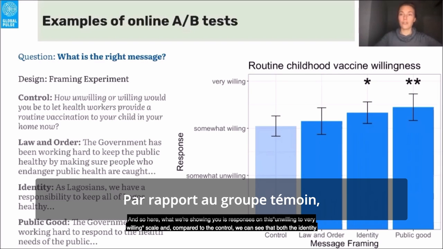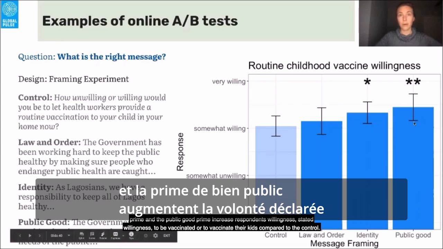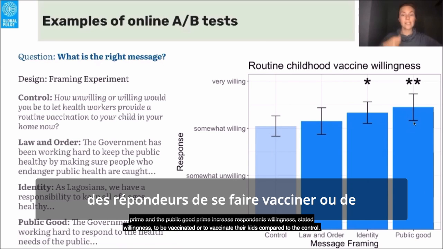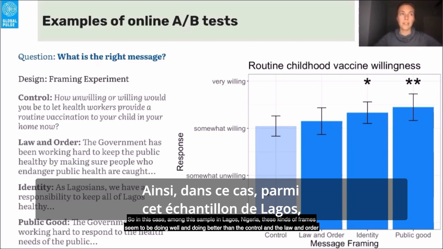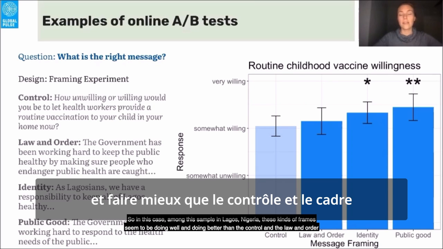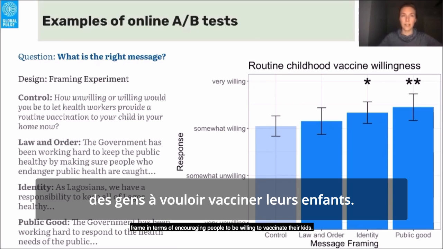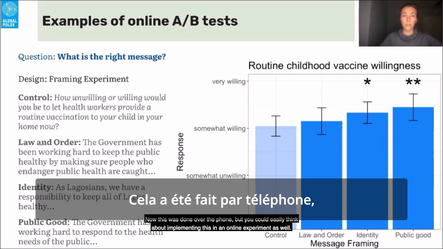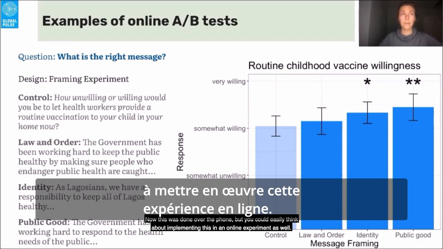And compared to the control, we can see that both the identity prime and the public good prime increase respondents' stated willingness to be vaccinated or to vaccinate their kids compared to the control. So in this case, among this sample in Lagos, Nigeria, these kinds of frames seem to be doing well and doing better than the control and the law and order frame in terms of encouraging people to be willing to vaccinate their kids. Now, this was done over the phone, but you could easily think about implementing this in an online experiment as well.